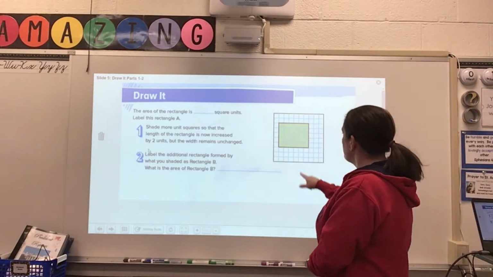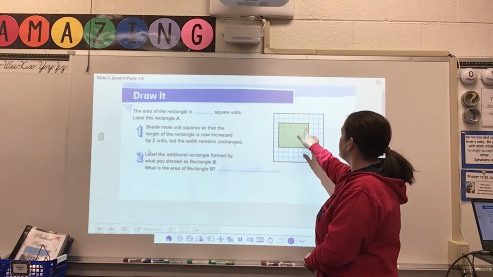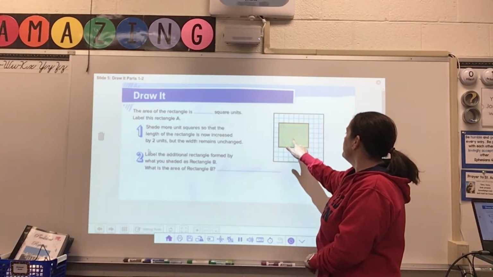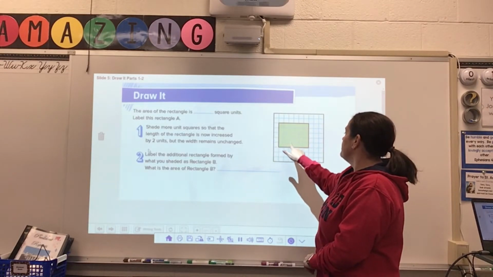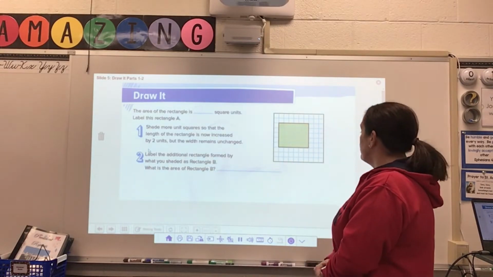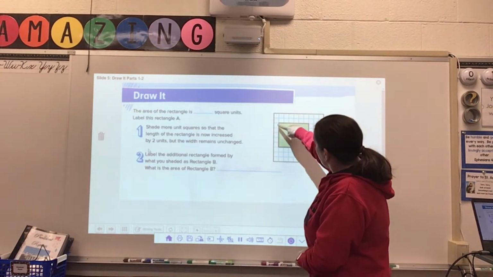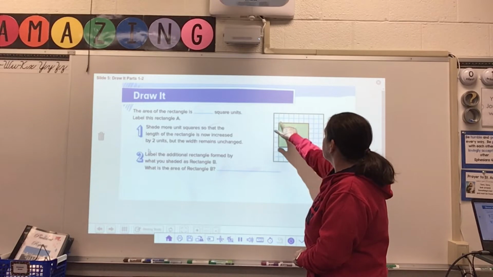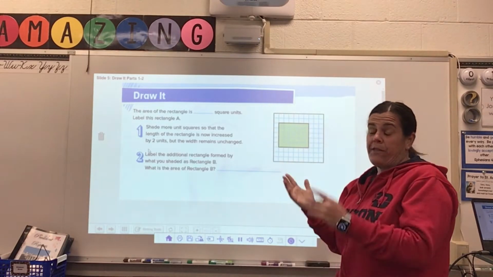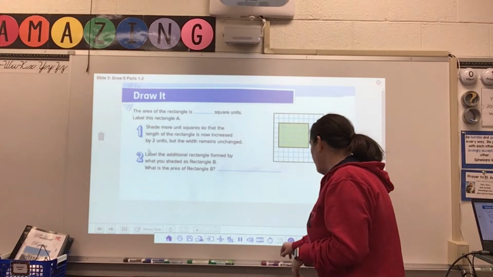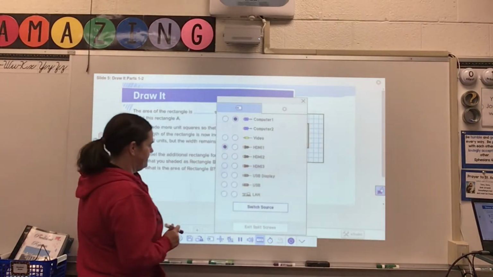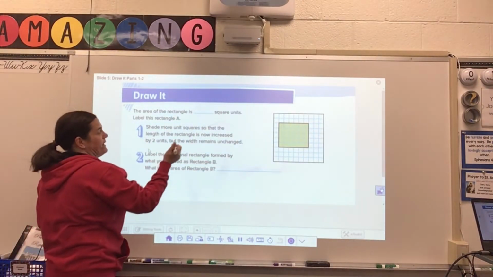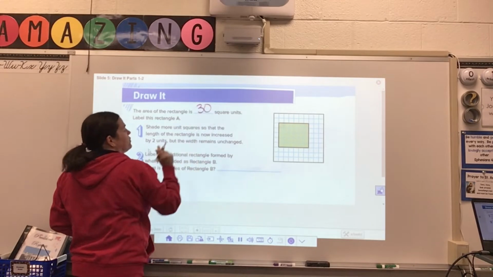We can count the squares. 2, 3, 4, 5, 6, 7, 8, 9, 10, 11, 12, 13, 14, 15, 16, 17, 18, 19, 20, 21, 22, 23, 24, 25, 26, 27, 28, 29, 30. So I came up with 30 squares, or 5 times 6, I'm still going to get 30. So no matter how you do it, you're going to come up with the same answer, which is 30 square units.